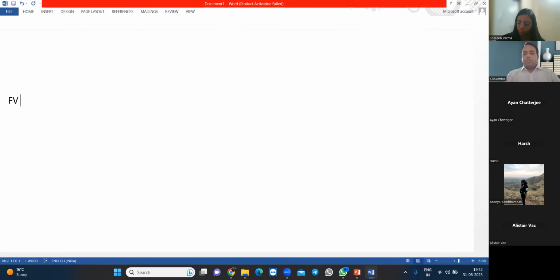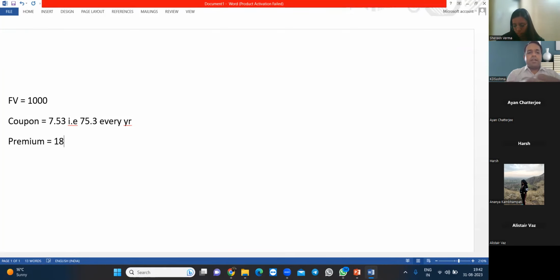So face value is equal to 1000, right? Coupon is equal to 7.53, that is 75.30 paisa every year. Correct? Then premium is equal to 182 rupees, which is 1182 minus 1000. Is this okay? Premium तक समझ में आया? Yes, sir. Maturity is equal to 10 years.